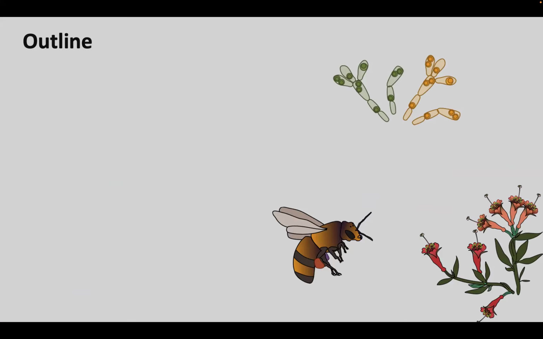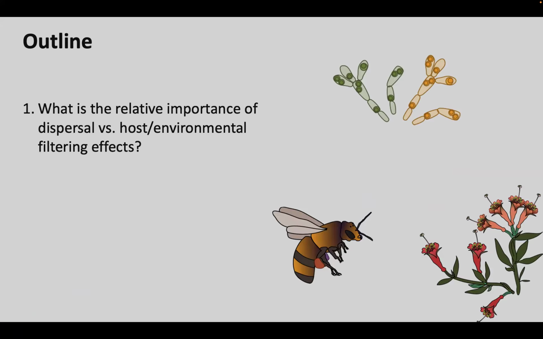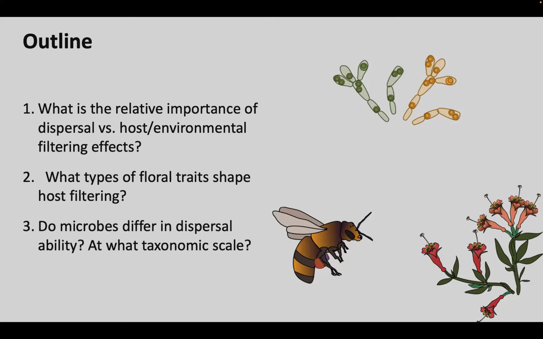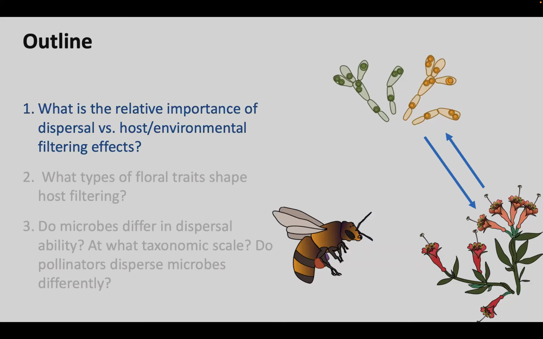I'm going to show you some case studies now that look at each of those processes. The first thing I'm going to tell you about is a project where we ask the relative importance of dispersal versus environmental filtering effects in flowers. That was the one I did in Rachel's lab. Then I'm going to tell you about a project looking at the traits that might drive this host filtering, this environmental filtering. And these are new data from Florida. And then I wanted to really tease apart and figure out a way to phenotype microbes and their dispersal ability. So I'm going to tell you about some preliminary work we're doing there, figuring out if we can actually characterize these dispersal kernels.